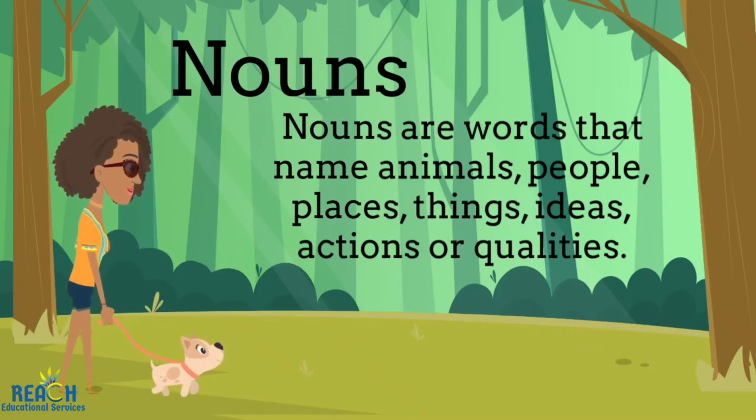The first part of speech that we will be looking at is noun. What are nouns? Nouns are words that name animals, people, places, things, ideas, actions, or qualities. Nouns are what we use in our everyday life. It is impossible to make a sentence without using nouns. So, we will be learning about nouns first.